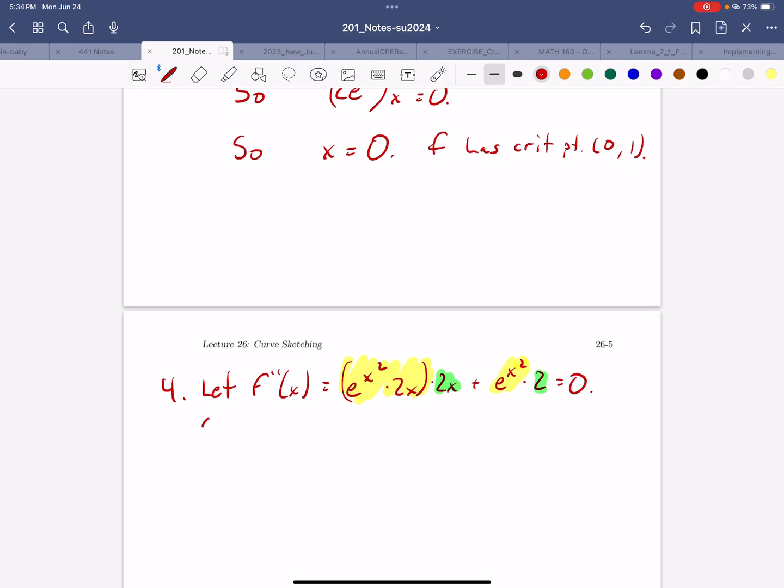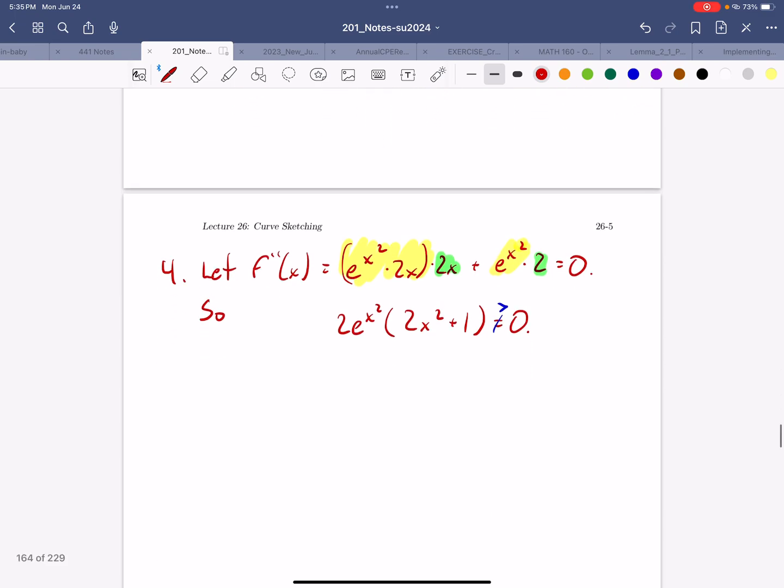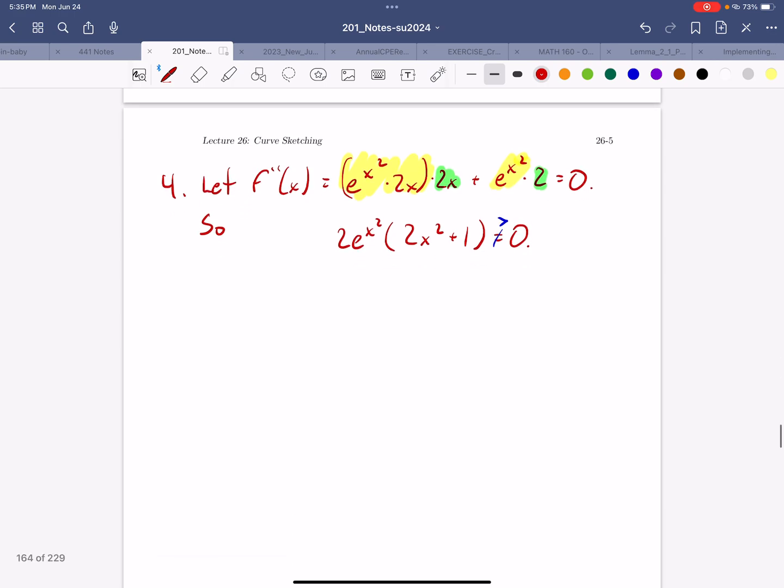Let's see what that gives us. If we factor out a 2e to the x squared, we get 2e to the x squared times (2x squared plus 1) equals 0. If you notice this, you might see that it never equals 0. In fact, it's always greater than 0. So that means f double prime never equals 0. It always exists.